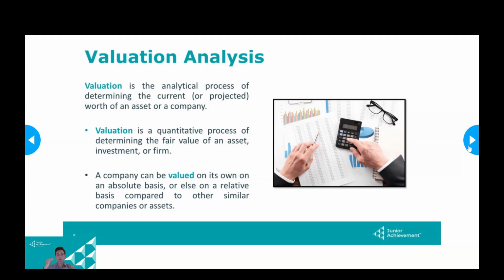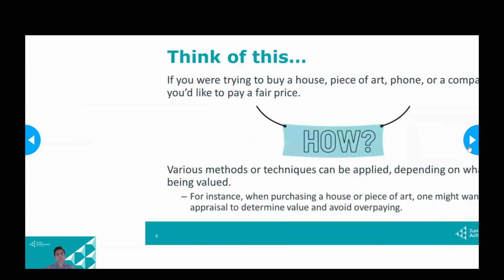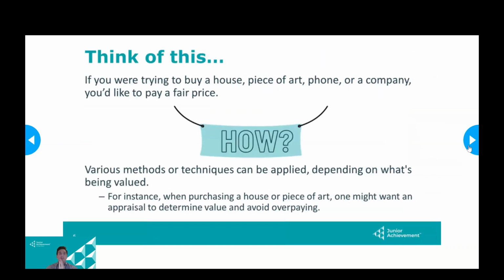So that's also another metric that you can use. You can cross-reference with other companies and, based upon the assets they have, see how it compares to your assets. So think of it like this. You're trying to buy a house or a piece of art, a phone or a company, and you want to pay the fair market price. So how are you going to do it, right? How I would do it is very simple. You look to see what other products in the market are asking, right? I'll give you an example.